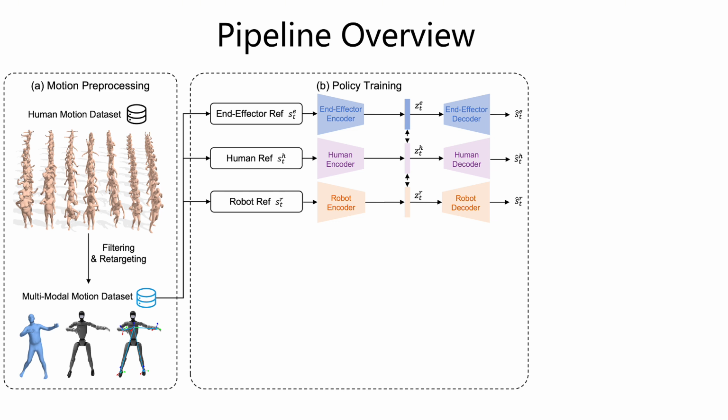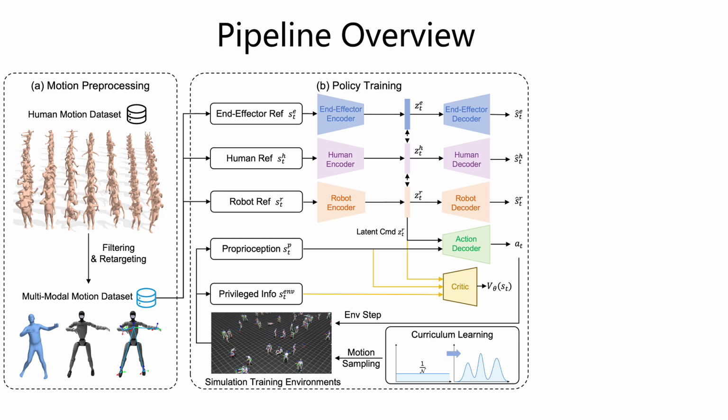robot joint. Each modality has its own encoder for feature extraction and decoder for signal reconstruction. This modality-specific design preserves unique motion characteristics and provides better representations for unified whole-body control. After extracting latent feature commands, we combine them with robot proprioception signals. An action decoder then generates the robot action at each time step.